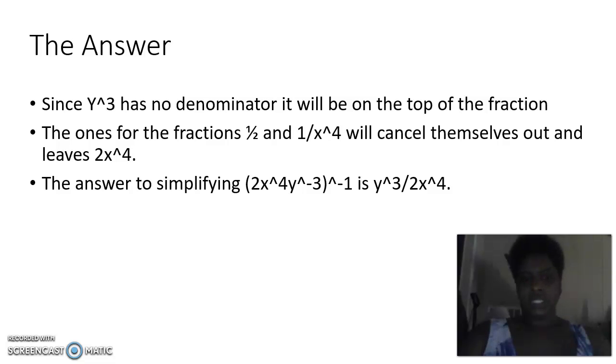And so the answer to simplifying 2x to the fourth power, y to the negative third power, all of that multiplied by -1 power, is y to the third power divided by 2x to the fourth power.